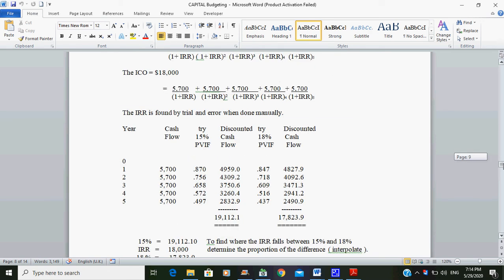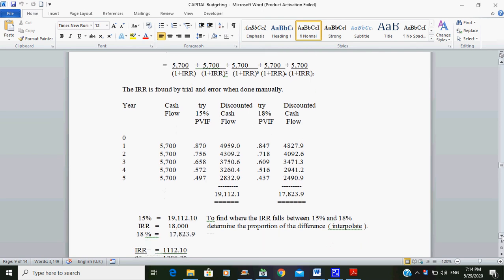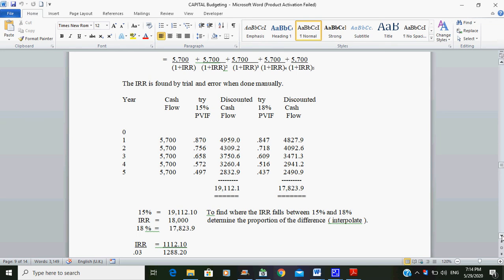So we're going to try 15% and 18% in this case. Ready? And we are saying now that it will lie between 15% and 18%. Let's go.